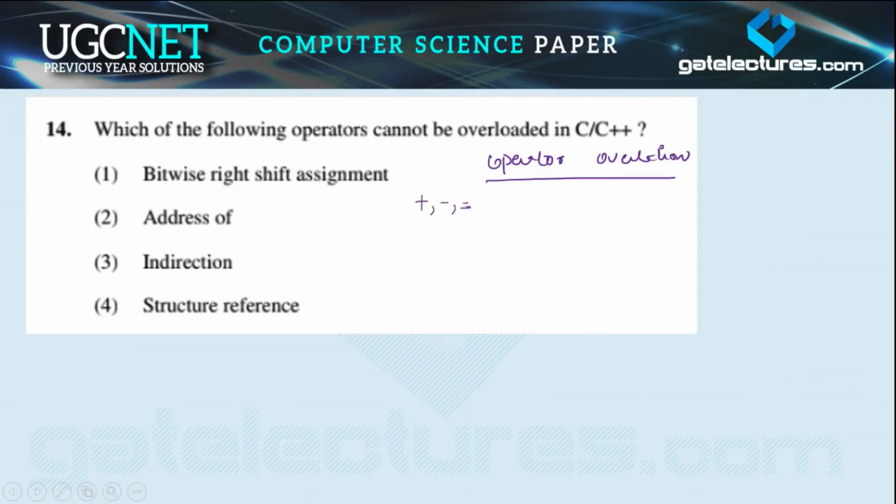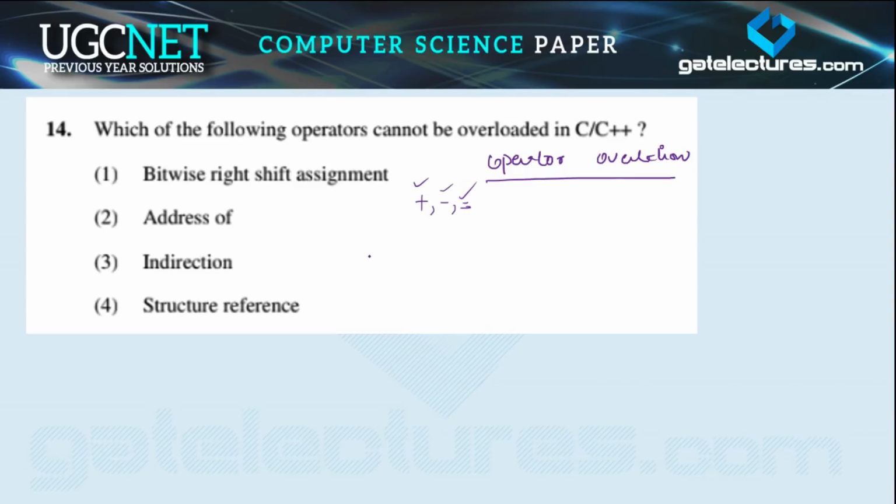Now question number 14 is: which of the following operators cannot be overloaded in C and C++? First one is bitwise right shift assignment, second is address of, third is indirection, and the fourth one is structure reference. So first we talk about operator overloading, right? Operator overloading is basically a concept in which we can give special meaning to an existing operator. Like we have existing operators like plus, minus, equal to, right? We are giving some special meaning to these existing operators, or you can say it is a specific case of polymorphism, right?